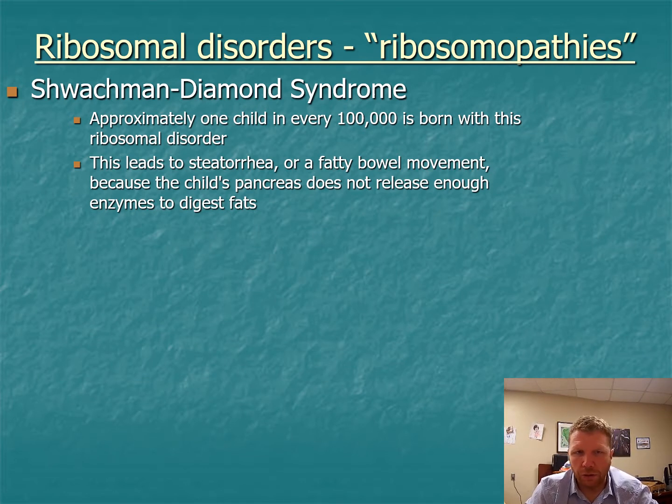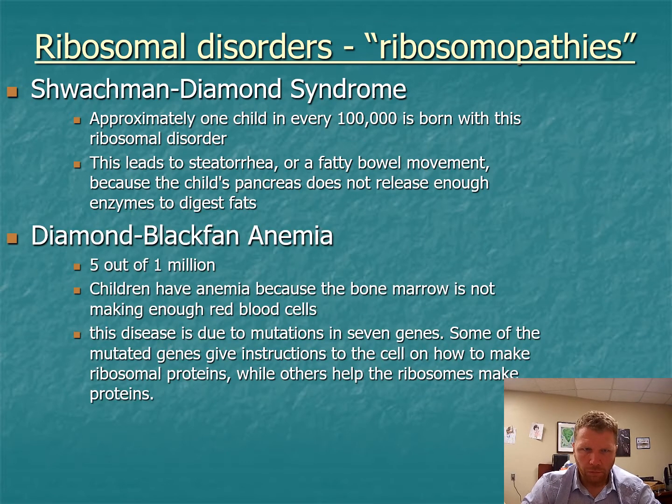But the two disorders that we're going to mention are Shwachman-Diamond syndrome and Diamond-Blackfan anemia. As you can see, approximately 1 child in every 100,000 is born with Shwachman-Diamond syndrome, and 5 out of 1 million have Diamond-Blackfan anemia. They have some pretty significant differences in their outcomes in terms of what happens.